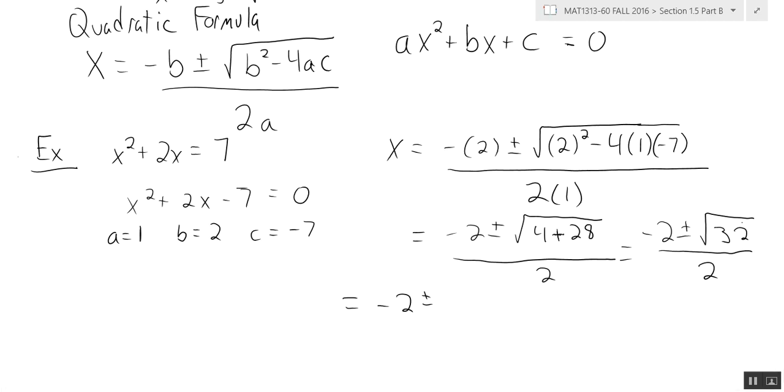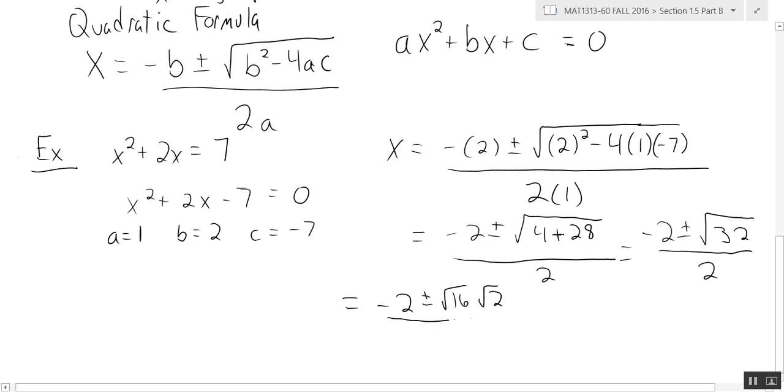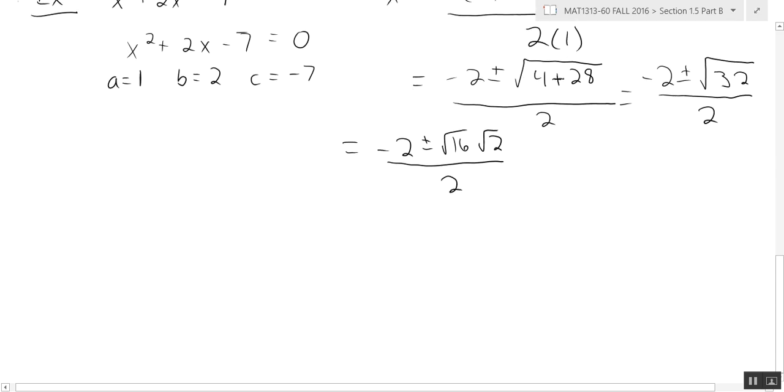Eight and 4 does give me 32, and I guess 4 is a perfect square, but is there a larger perfect square? What about 16? Is there 16 times something? 16 times 2 is 32. So this would be the square root of 16 times the square root of 2. That's another way of writing that. Okay. So that's equal to negative 2 plus or minus 4 square roots of 2 all over 2.